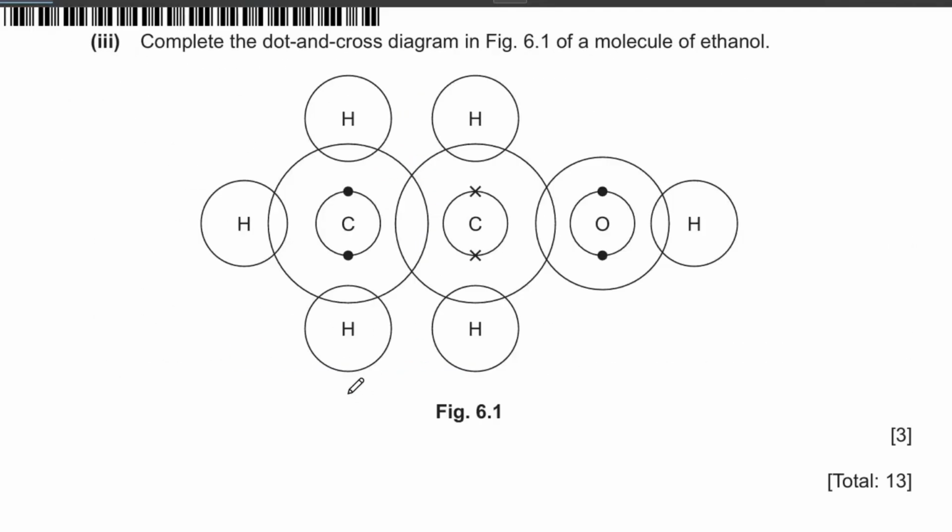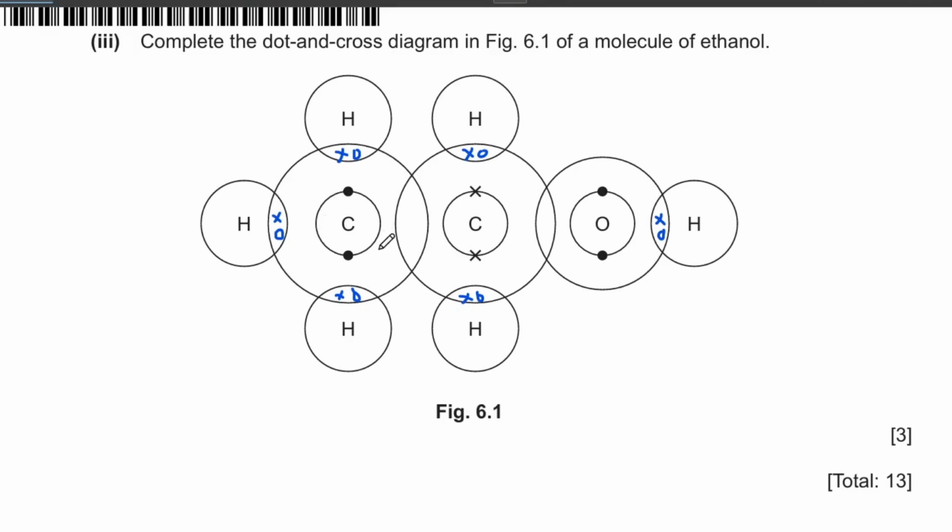Complete the dot and cross diagram in figure 6.1 of a molecule of ethanol. So this is a molecule of ethanol. So we have to complete the dot and cross diagram. In this type of diagram, I would advise students to start with the smallest atom, which is hydrogen. We already know that hydrogen has only 1 shell with 1 electron. So it is forming a covalent bond with another atom, going to share 1 electron. Because the number of electrons an atom needs to complete the shell is the number of electrons that it is going to share. So therefore, let's do this for all the hydrogens. We're going to have a cross from the hydrogen and a dot from carbon.